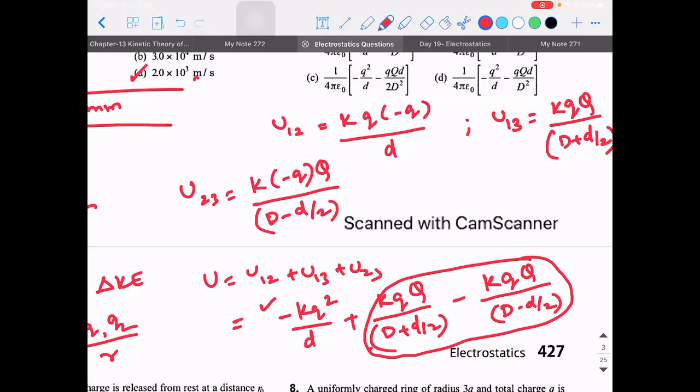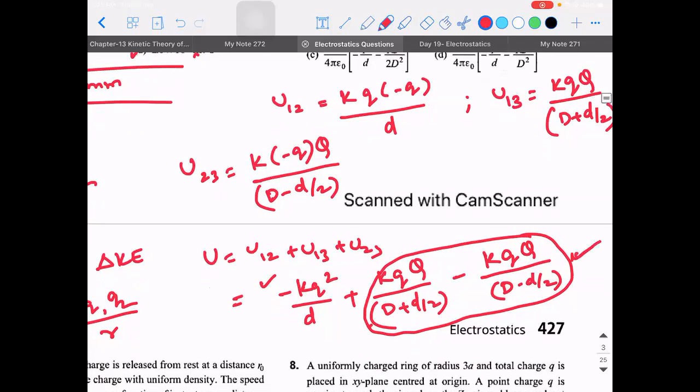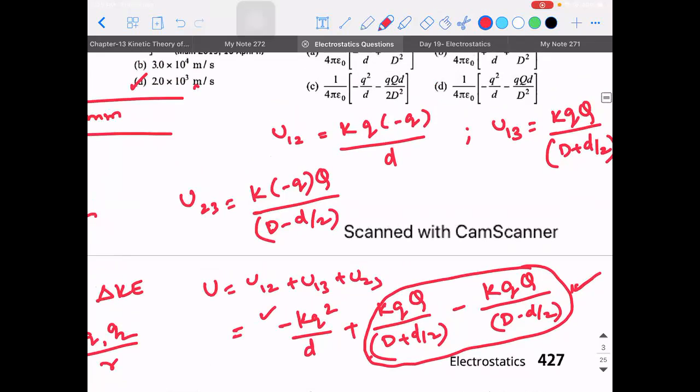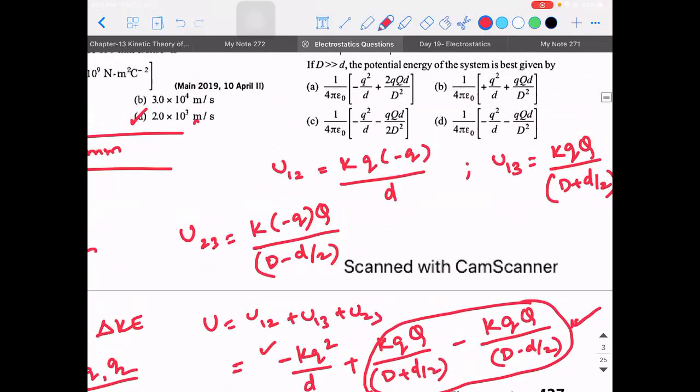So what is the answer? It's simple. When you subtract these two, option C, check it properly. So what is the answer? It is not C.